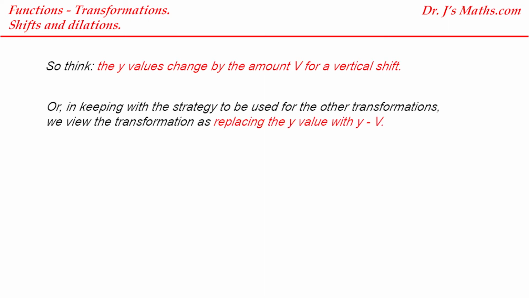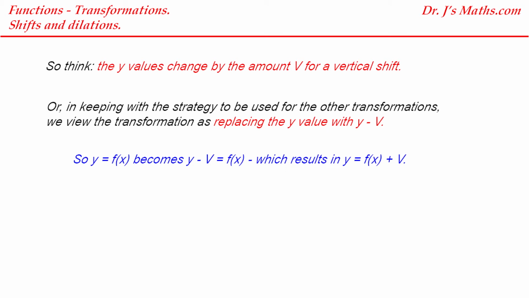In keeping with the strategy to be used for the other transformations, we view this transformation as replacing the y value with y minus v. So y equals f(x) becomes y minus v is equal to f(x), which results in y is equal to f(x) plus v. But we're going to write the v on the left-hand side rather than the right-hand side.